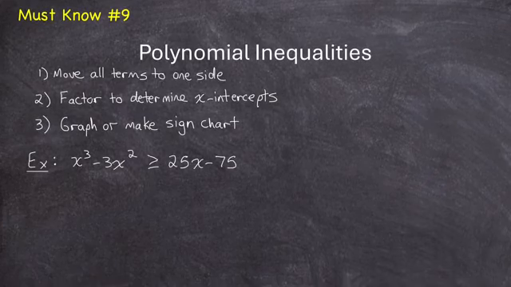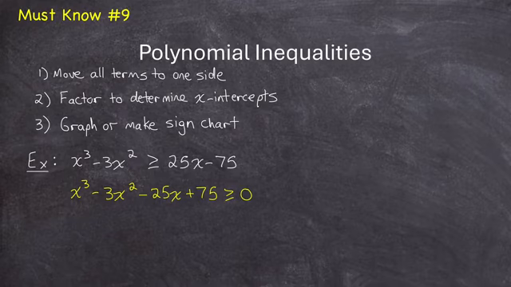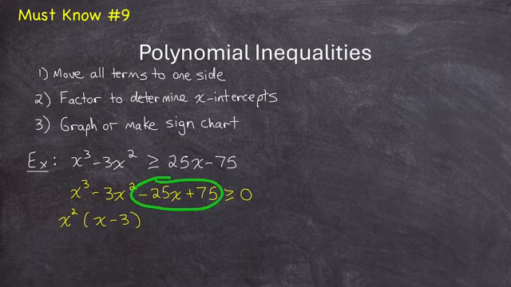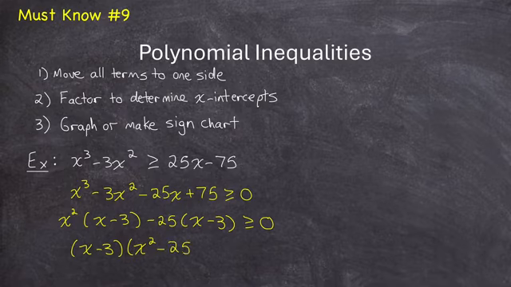For this example, the first thing we'll want to do is get all the terms to one side, so I'll take both of those terms, moving them to the left. And now I need to factor this polynomial. I noticed that factoring by grouping would work. Taking a common factor from the first two terms, I could common factor out an x squared. And then from the last two terms, I could common factor out a negative 25, giving me this common binomial of x minus 3 between the two terms. So I'll common factor out that x minus 3, leaving me with x squared minus 25 as the second factor.